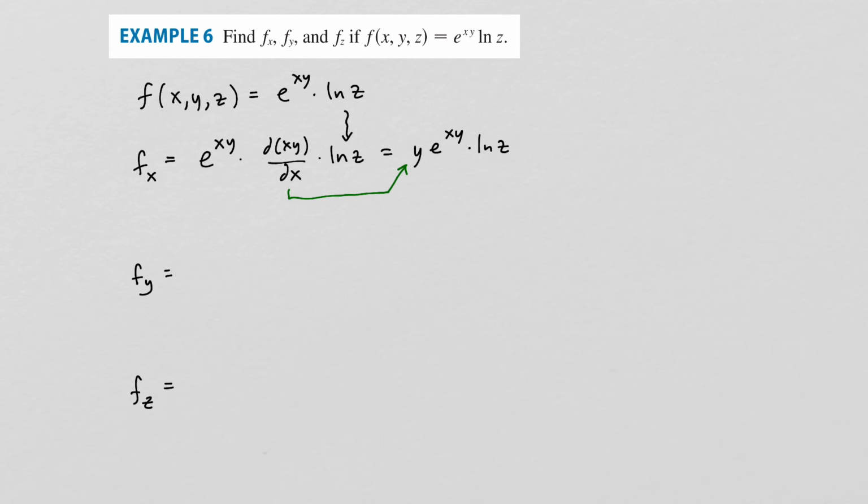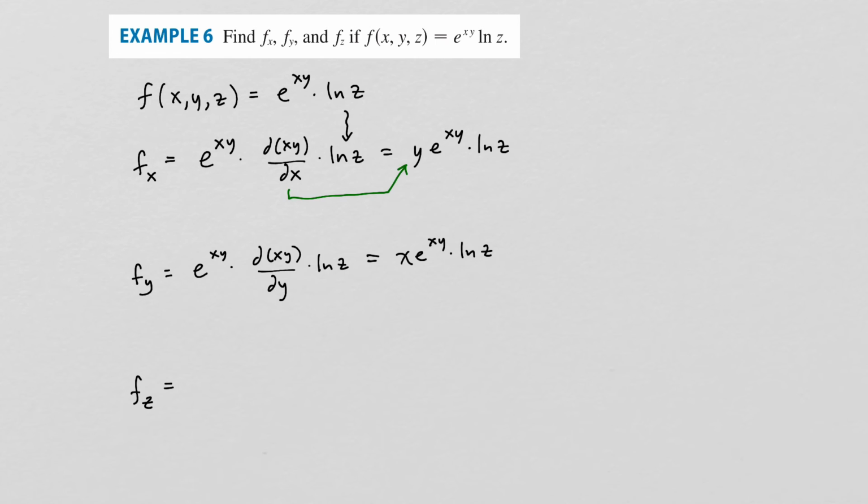All right, next up, what is the partial derivative with respect to y? It's very similar. The derivative of e to the xy is e to the xy. Then we're going to multiply by the derivative of xy, but this time with respect to y. And then times the natural log of z, because again, natural log of z is a constant. The derivative of xy with respect to y is just x. So this becomes x e to the xy times the natural log of z.